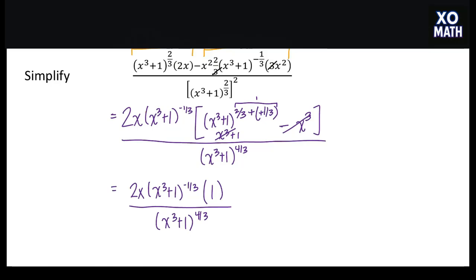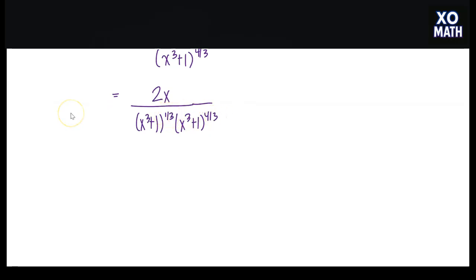So now, I don't want this factor to a negative exponent in the numerator, so I'm going to rewrite this as 2x in the numerator. I'm going to bring down the quantity x cubed plus 1 to the 1/3, making it a positive exponent, but there was an x cubed plus 1 to the 4/3 already down there. So we can go ahead and add those exponents together. 1/3 plus 4/3 is 5/3. So I have a final answer of 2x all over the quantity x cubed plus 1 to the 5/3.